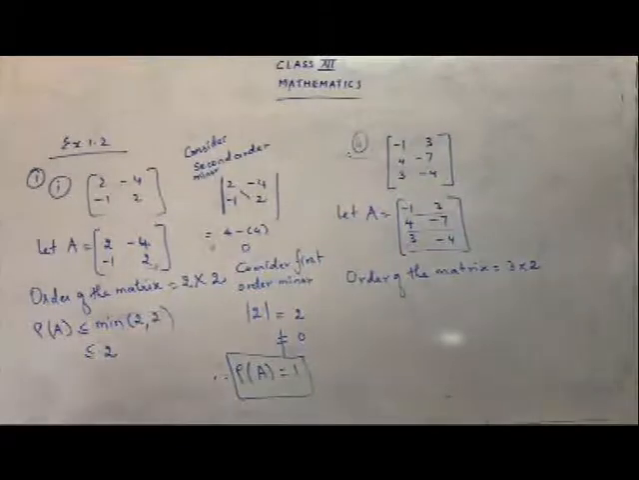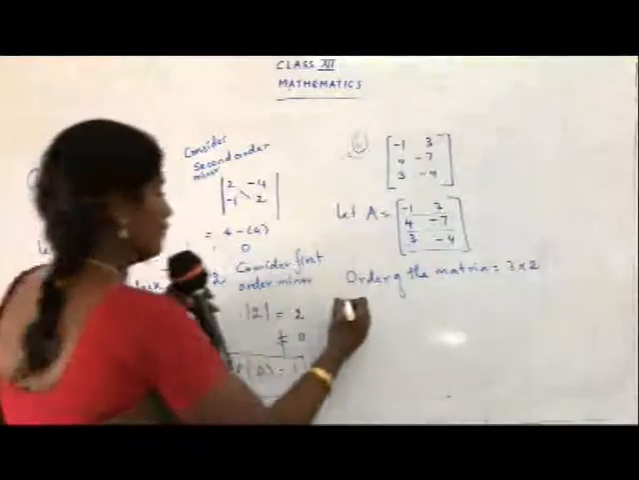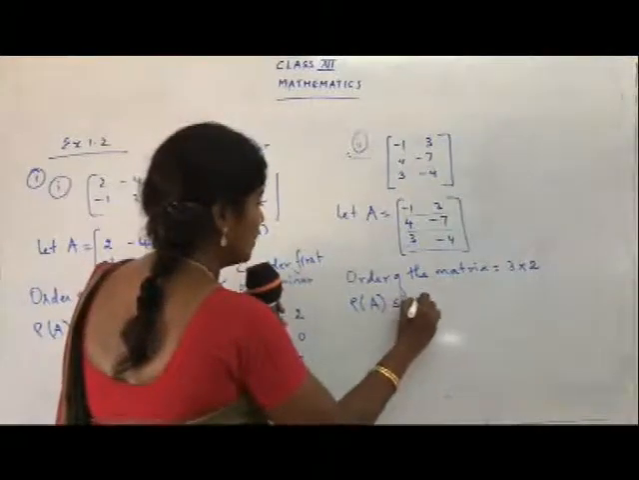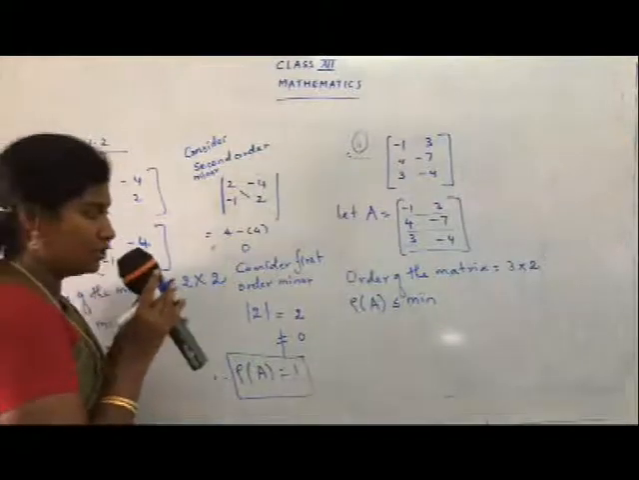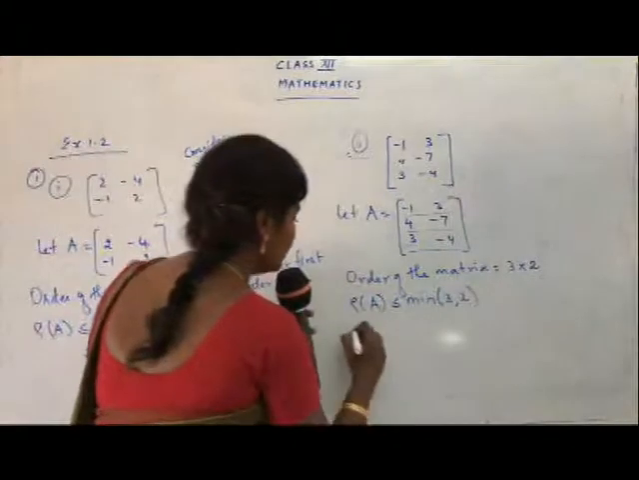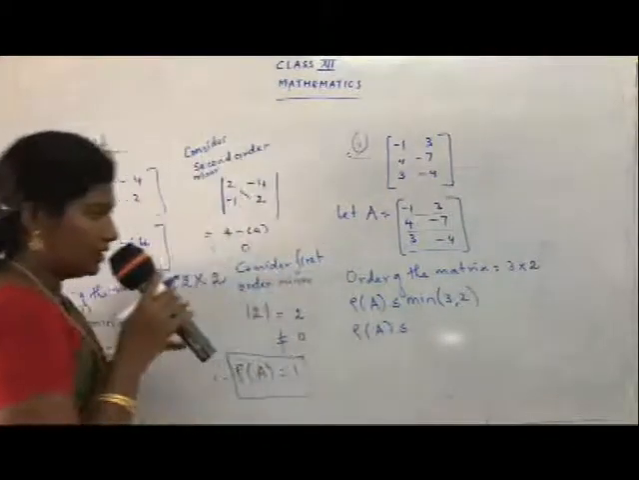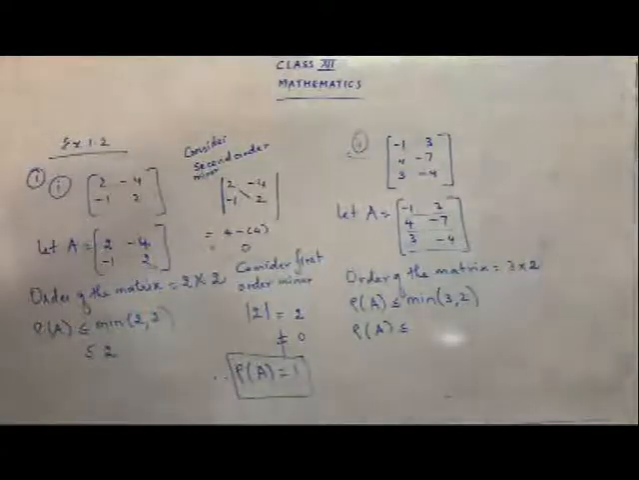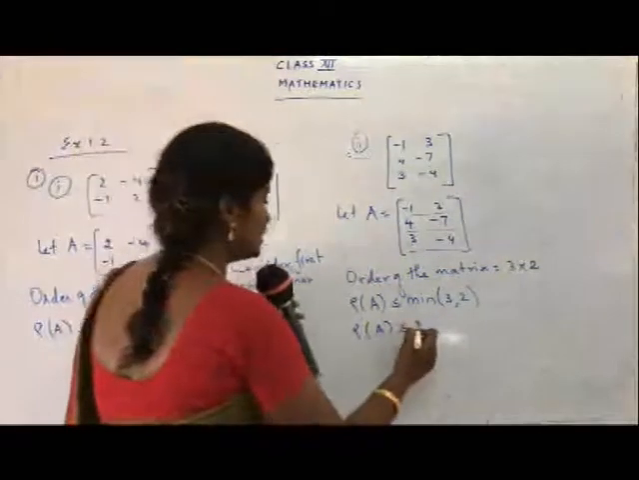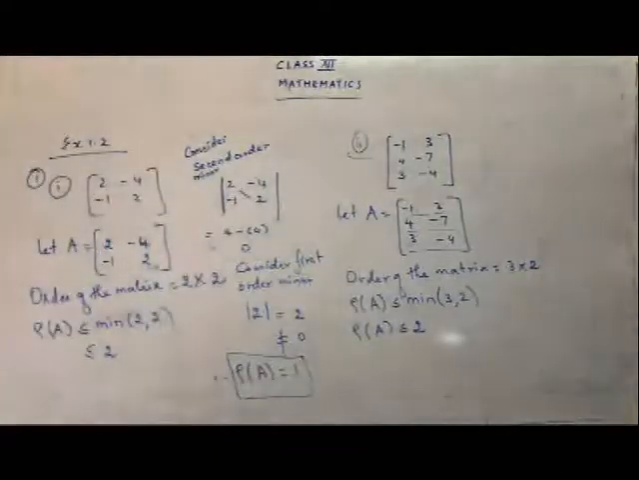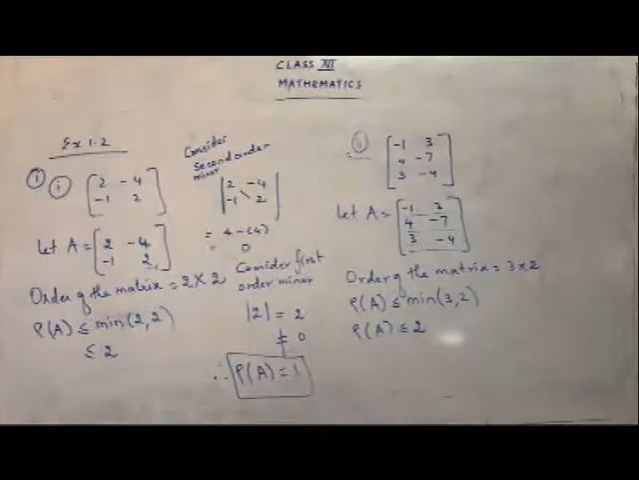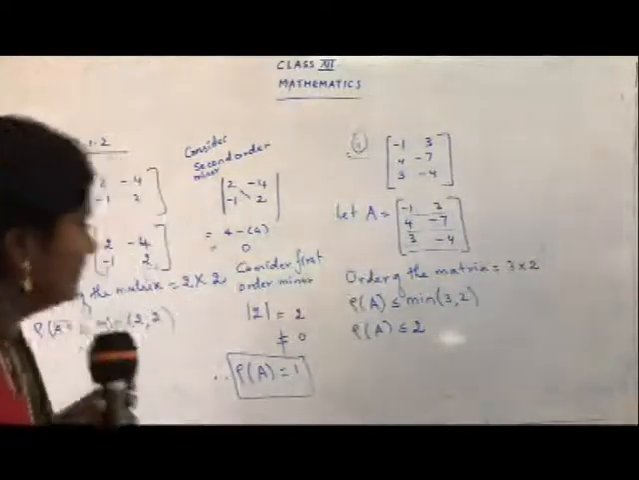What is the definition for the rank, children? Yes. Rank of A is less than or equal to minimum of m comma n. What is m comma n here? 3 and 2. So minimum of 3 comma 2. So rank of A is less than or equal to. What is minimum of 3 and 2? It's 2. So rank of A is less than or equal to 2. That means the rank may be 2 or the rank may be 1. So 2 or 1. So let's check for the correct rank. I'll rub the first part.